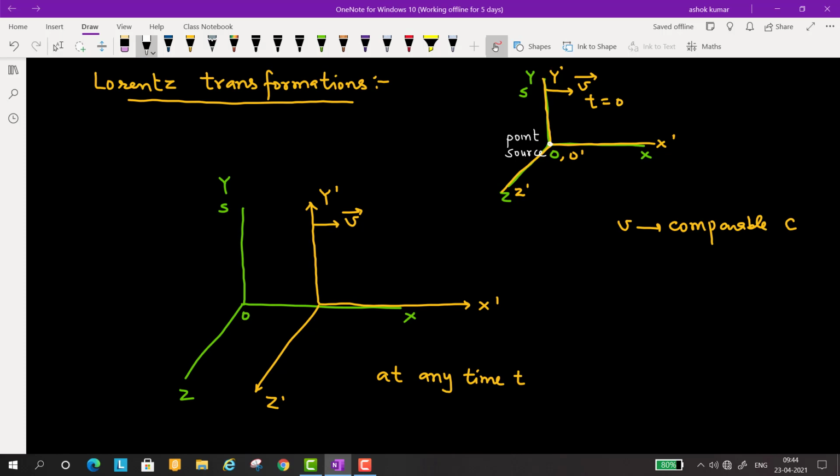So at any time t with respect to origin O, the spherical wavefront will grow like this. And with respect to origin O dash, it will grow like this. So these are the two scenarios. In both frames of reference, we will be seeing the spherical wavefront. From the S frame, the origin of that spherical wavefront will be O. From the S dash frame, the origin of that spherical wavefront will be O dash.